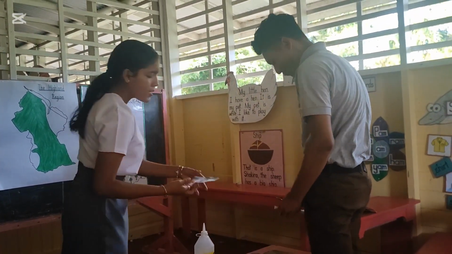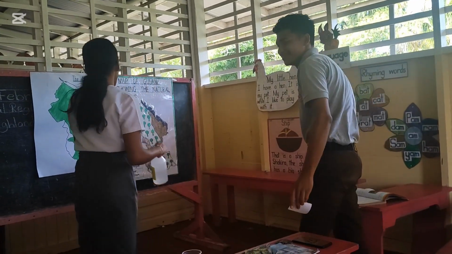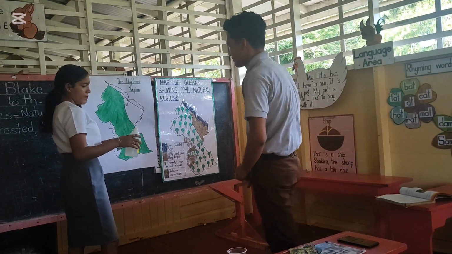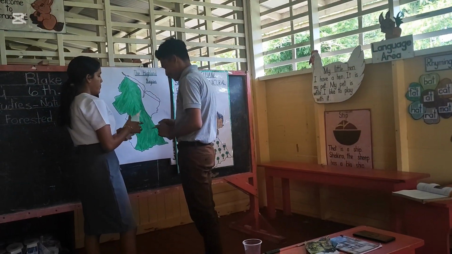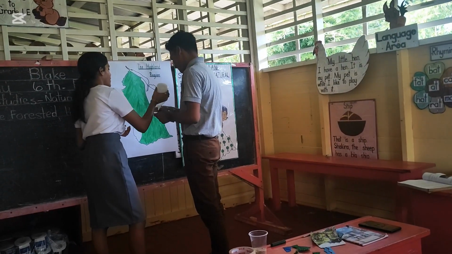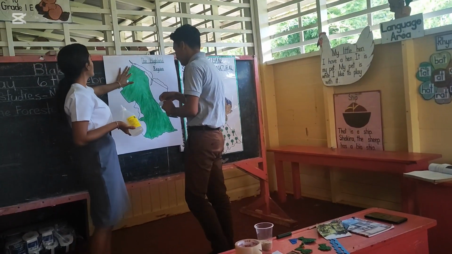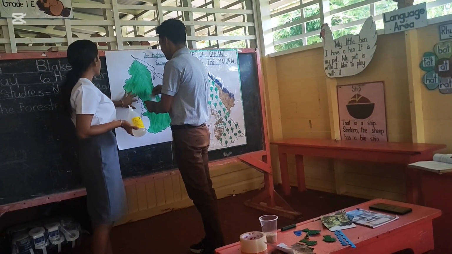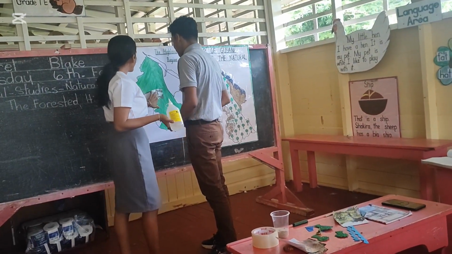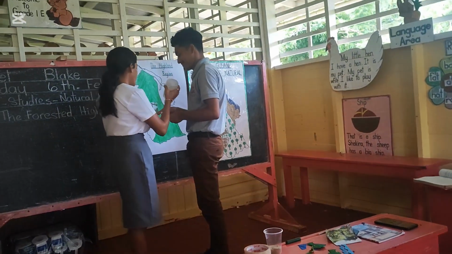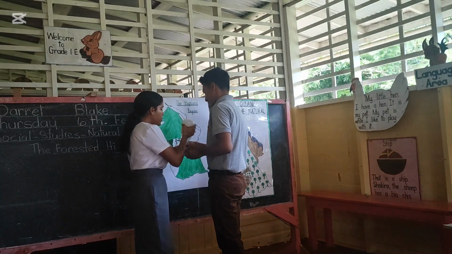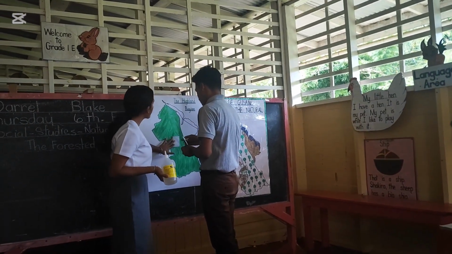Alright, so first we will look at the animals. So here we have our harpy eagle. Alright, so you're going to place that up here, wherever you feel like to place it. So we have our harpy eagle. Now the harpy eagle is also known as an endangered species in Region 1.